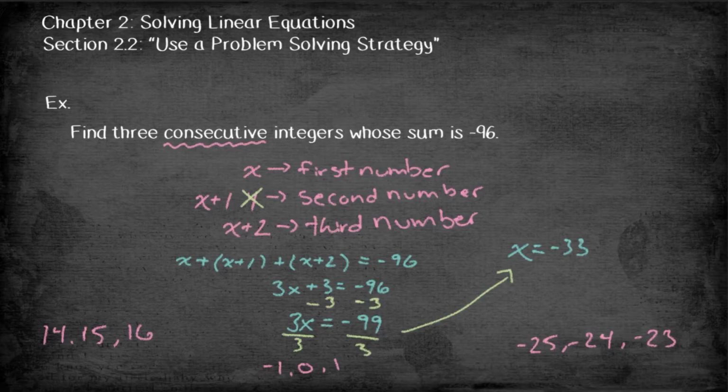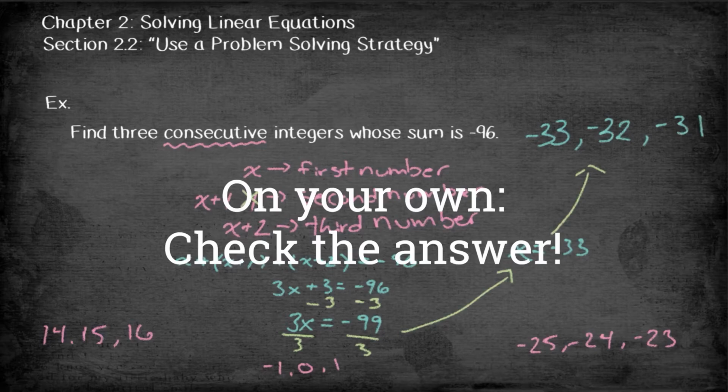But I'm not done with the question, okay? The question is asking me to find 3 consecutive integers whose sum is negative 96. So I found one of them. The next ones would be negative 32 and negative 31. So that would be my final answer.